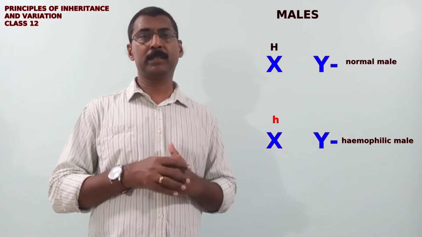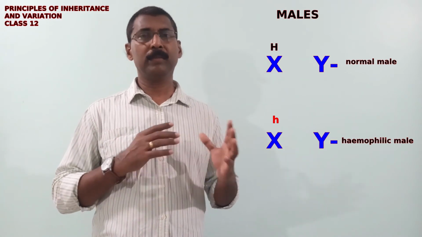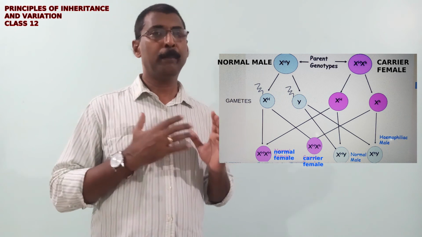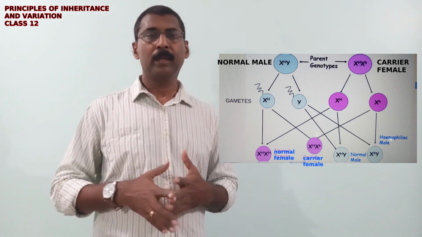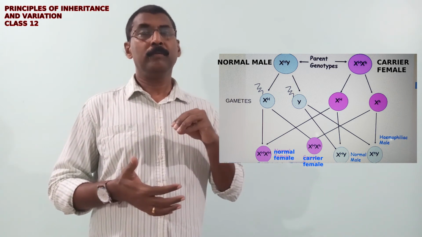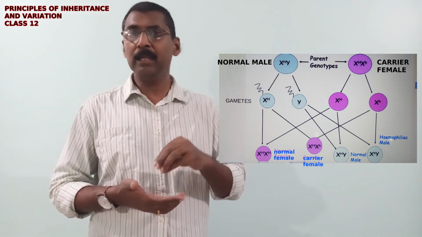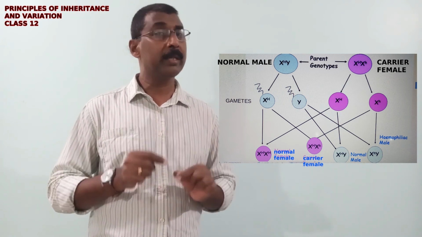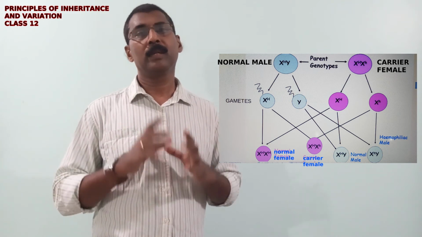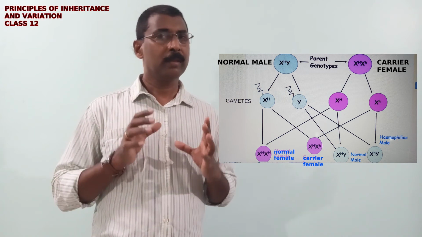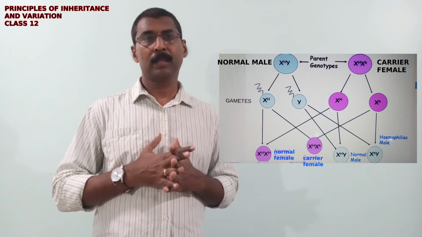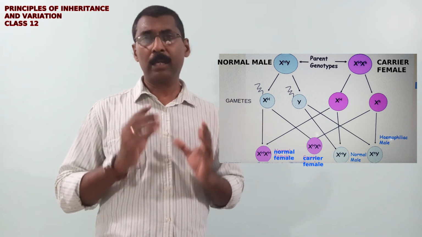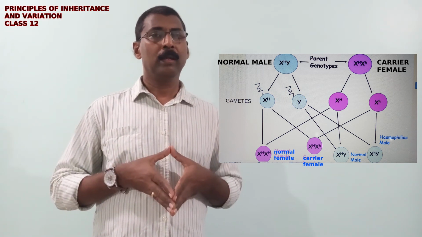Okay, now let us see how the inheritance happens. Let us take the case of a couple. The female here is a carrier and the male is normal. What do you mean by carrier? A carrier female is a female who carries the recessive disease-causing allele on one X chromosome, but on the other X chromosome she has the normal dominant allele. Because of the influence of the dominant allele, she will not get the disease. She does not have hemophilia. She is as normal as any other individual, but she is a carrier.